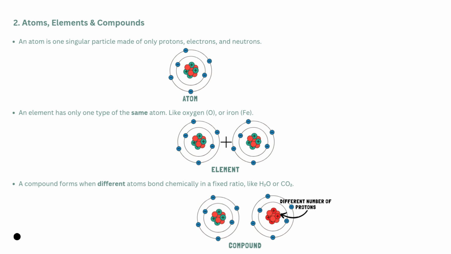But what happens when different atoms join together in fixed ratios? That's a compound. For example, water. Water is made of two hydrogen atoms and one oxygen atom. Similarly, carbon dioxide: one carbon atom and two oxygen atoms. These atoms bond chemically, and the result is a brand new substance with its own properties. And that's how atoms form elements and elements form compounds. That's the core of chemistry.